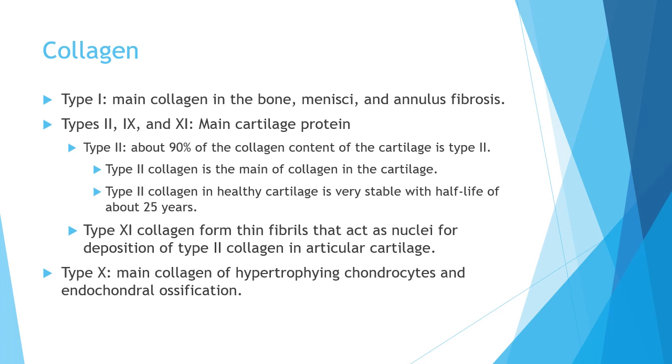Other collagen in the cartilage is type 9 and type 11. Type 11 collagen is a thin fibril that will act as a nucleus for deposition of type 2. Type 10, sometimes you're asked about type 10. This plays a role in the process of endochondral ossification, and it is present in hypertrophic chondrocytes. So again, type 1 main collagen in bone, type 2 main collagen of the cartilage.